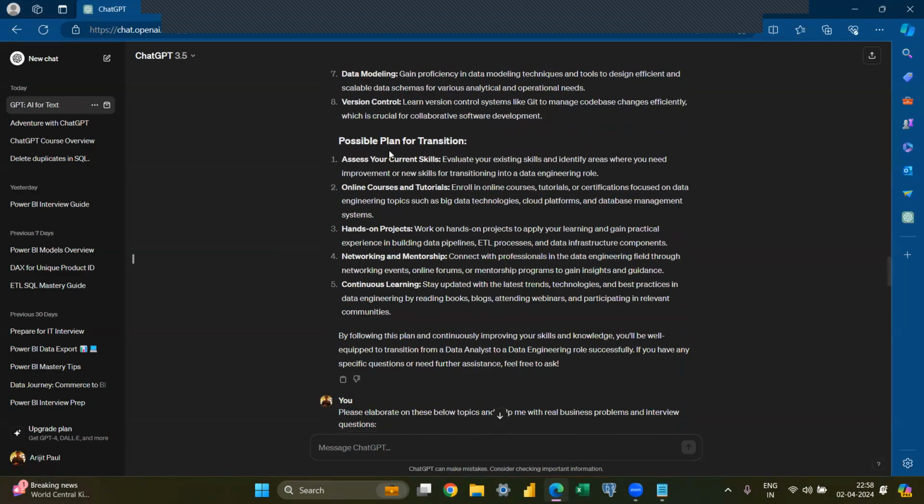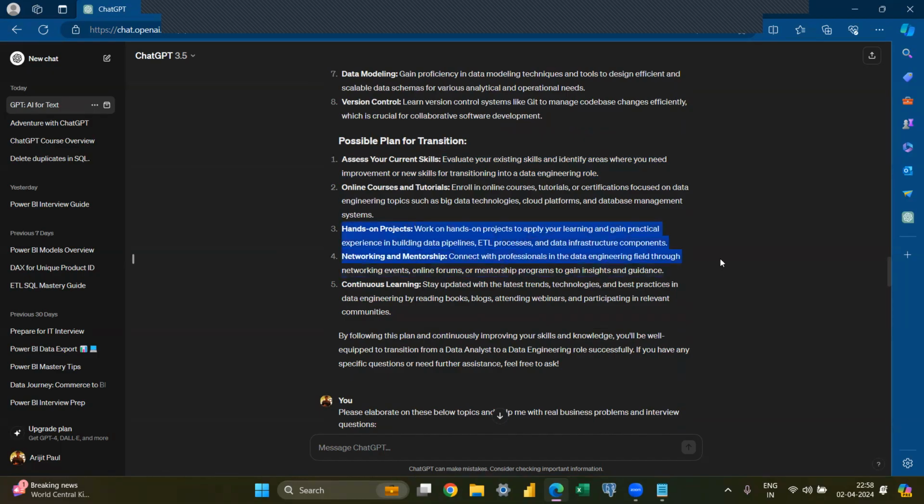Possible plan for transition. See, in the end, it gives us a 5-pointer basis of how we can transition our career into a data engineering role. Assess your current skills: evaluate your existing skills and identify areas where you need improvement or new skills for transitioning into a data engineering role. Online courses and tutorials: enroll in online courses, certifications.